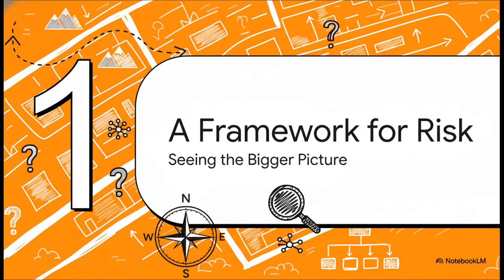All right, before we start hunting for individual risks, we need a map. Seriously, without some kind of structured framework, we're basically just wandering around in the dark, hoping we don't trip over some massive problem. So this section is all about building that map, creating a system that lets us see the whole landscape of what could possibly go wrong.